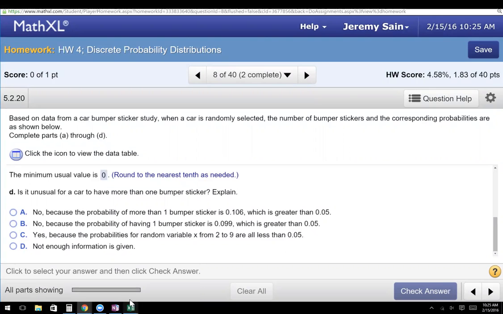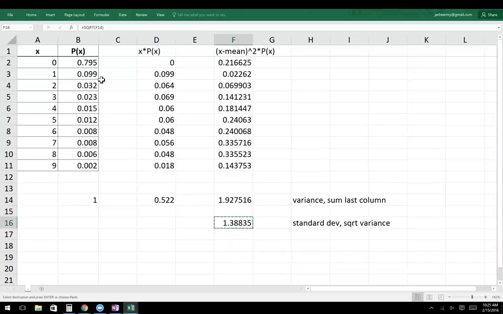Oh, sorry, it's saying more than one. Yeah, more than one is still like a 10% chance.